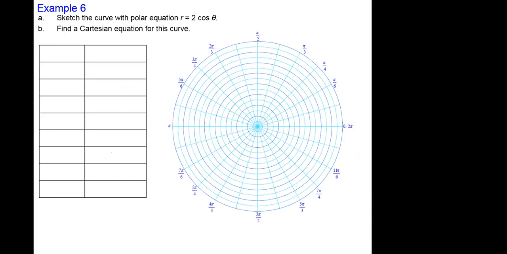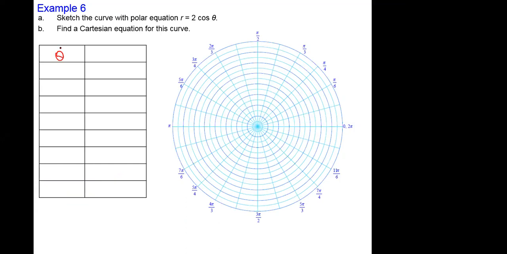Polar equation. Let's sketch the curve with the polar equation r equals 2 times cosine theta, and find the Cartesian equation for this. We will try to convert. r equals 2 cosine theta. Okay, that means now the radii are changing with respect to the angle. And we will try to compute. How can I do this?